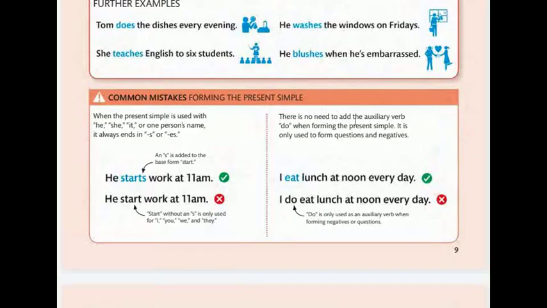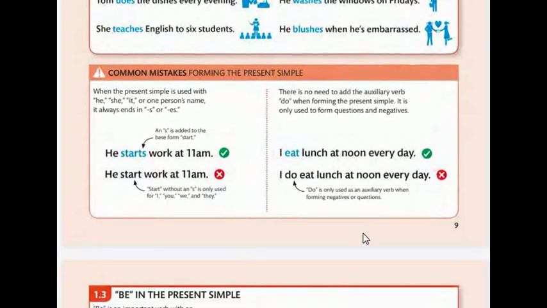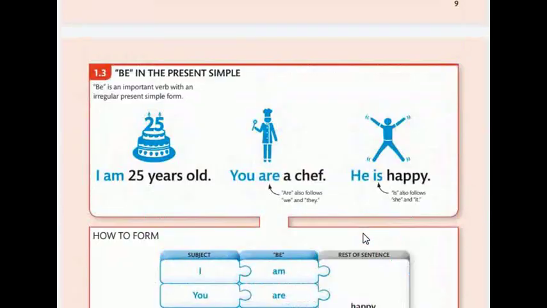There is no need to add the auxiliary verb do when forming the present simple. It is only used to form questions and negatives. I eat lunch at noon every day. I do eat lunch at noon every day is incorrect. Do is only used as an auxiliary verb when forming negatives or questions.